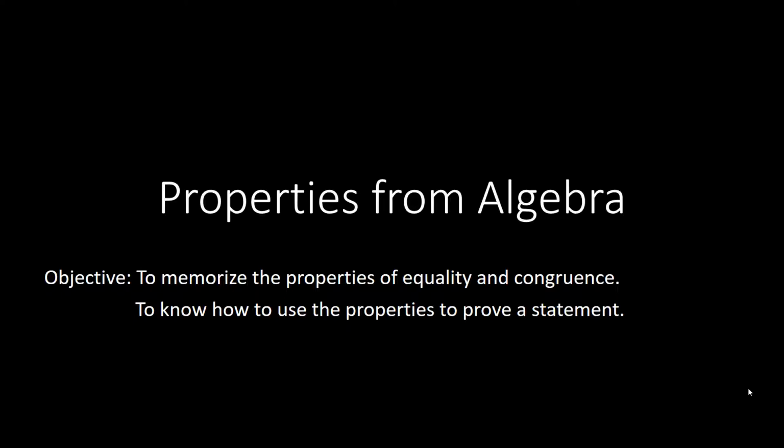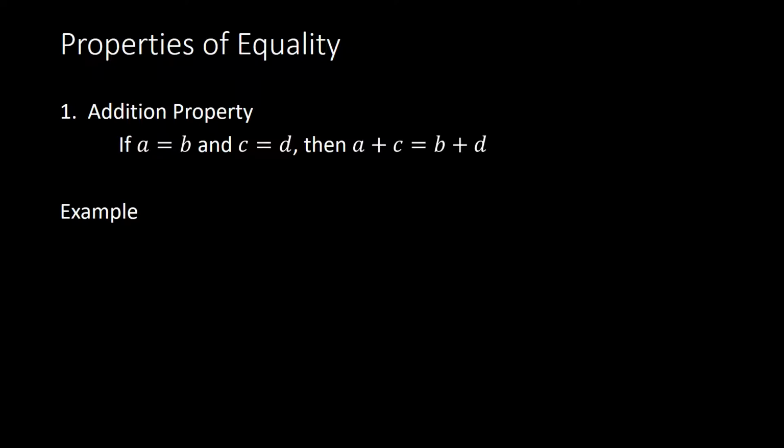So the first property of equality that we're going to go through is called the addition property. And this says that if A equals B and C equals D, then A plus C equals B plus D. It looks kind of weird, but if we use an actual example, it makes it a little easier to understand. If we use an example from algebra, x minus 3 equals 7, we know how to solve this by simply adding 3 to both sides. Well, we can add 3 to both sides to get x equals 10 because of the addition property. So the addition property simply says that we can add the same thing to both sides.